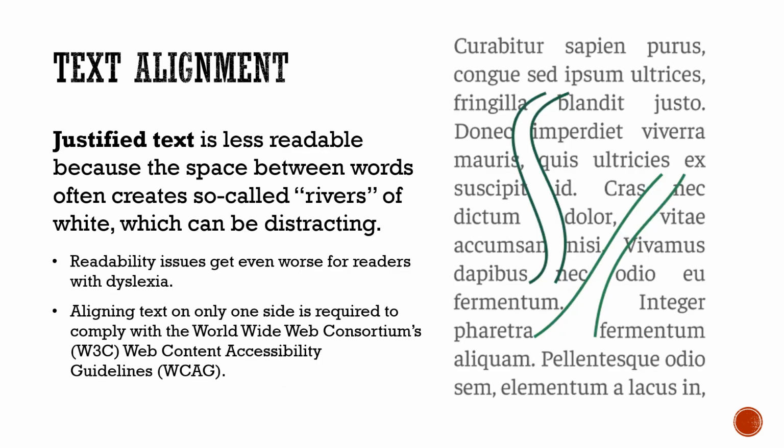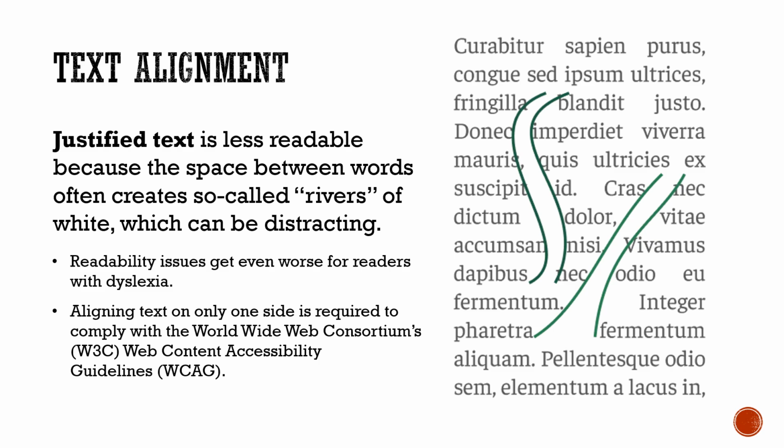Now, justified text, especially on the web, is less readable because the white space between the words often creates what they call rivers of white, which can be distracting. Also, the space between the words changes from line to line and it disturbs the rhythm of the text. Justification also makes it difficult to keep track of the line that we were reading. Even if we don't notice it, the irregular shape of the left aligned text provides a visual cue of reading progress. Readability issues get even worse for readers with dyslexia.